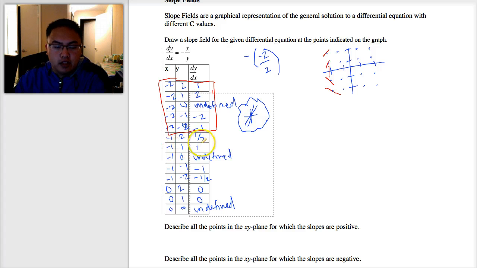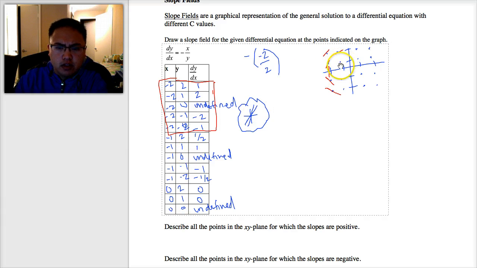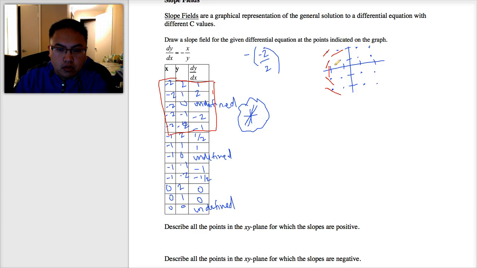Okay, just to make it a little bit quicker, negative 1, 2 is a slope of half. A slope of half means it's like positive, but it's going slower. So like so. Negative 1, 1 is negative 1, 1 right here is 1. Oops. Again, it's really hard to do this on a computer.